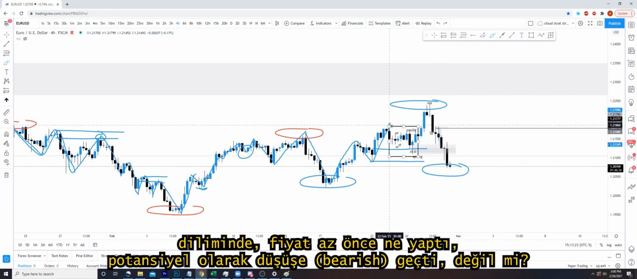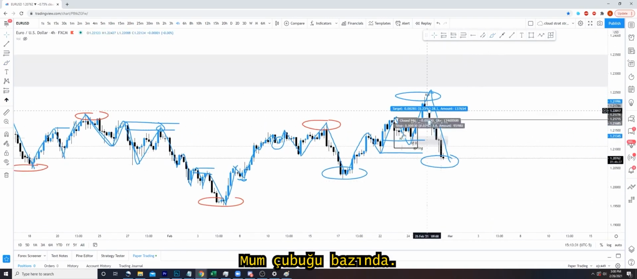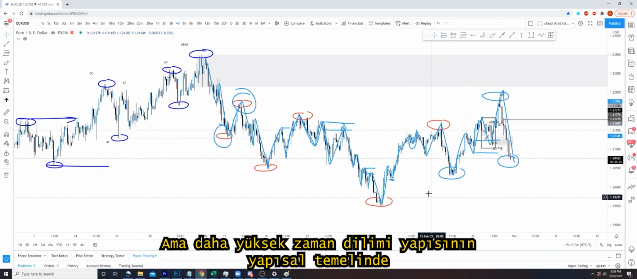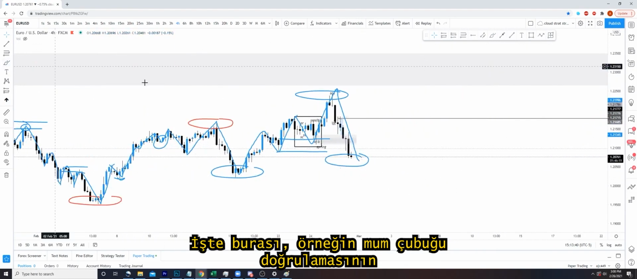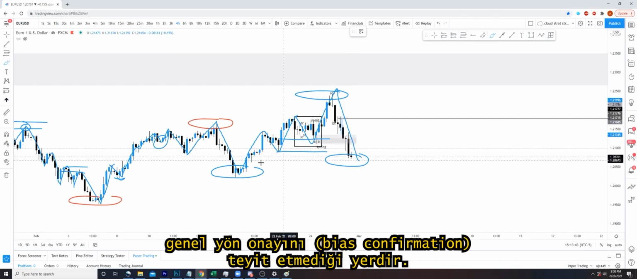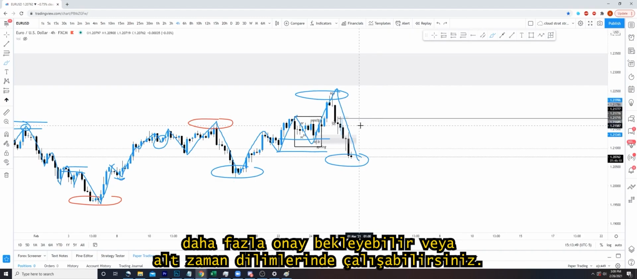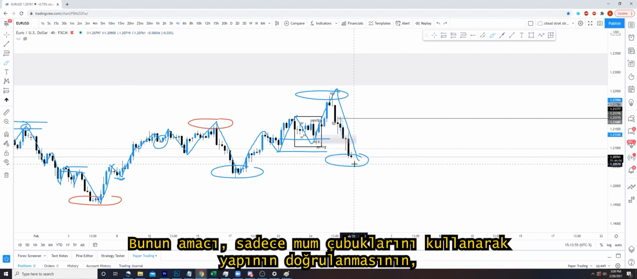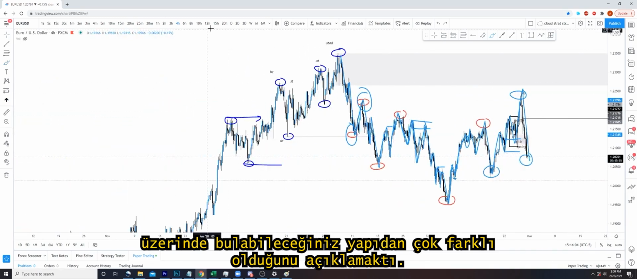So on this specific time frame, price has just done what? Shifted potentially bearish, right? Getting below these lows on a candlestick basis, right? But on the structural basis of the higher time frame structure, we're actually still bullish. So this is where, for instance, the candlestick validation does not confirm the overall bias confirmation. So instead, you might wait for more confirmation for the two to be attuned to each other, or work around the lower time frames. So the point of this was to explain that the validation of structure using just candlesticks is very different from the structure that you can find on the higher time frame, right?